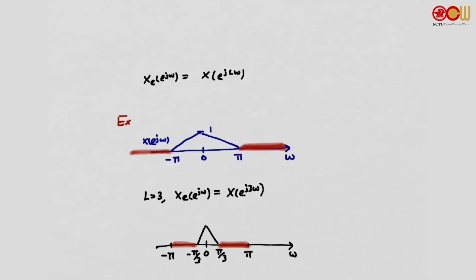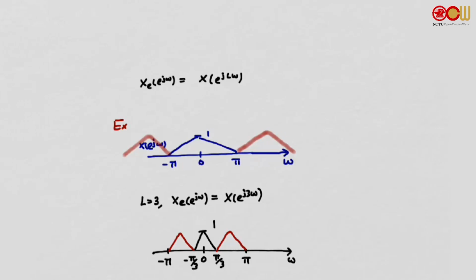Is this true? Not really, right? Because X is periodic, so it cannot be 0. Here's another copy here, and here's another copy. And these two copies will get squeezed. And so here we have one copy, and here we have another copy. And the height will be just the same.